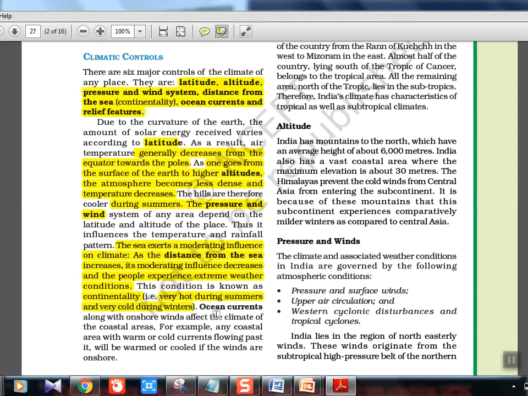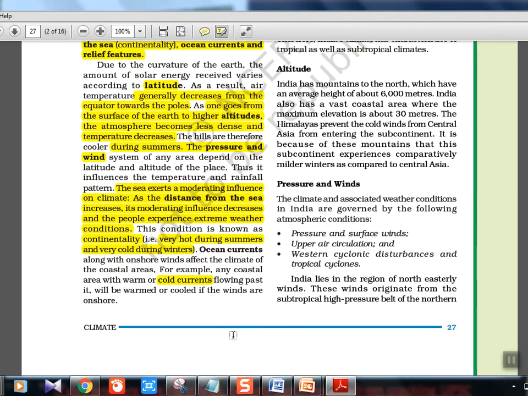Ocean currents along with the onshore wind affect the climate of the coastal area. We have seen cold current, warm current and all. I have shown you the picture also in the previous classes. So we know cold currents are there on the western margin of the continent, and that is why deserts are there. The Atacama desert is there. Those very basic things we have shown with pictures in previous classes. So just note down these 6 factors.